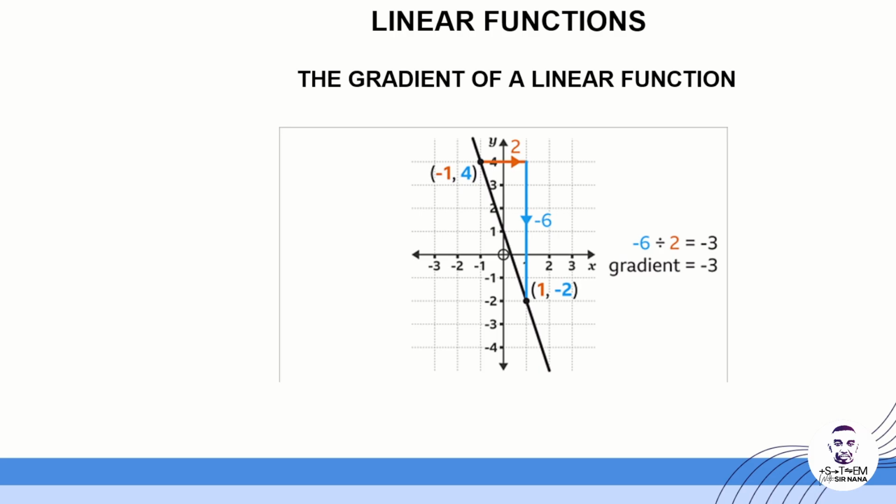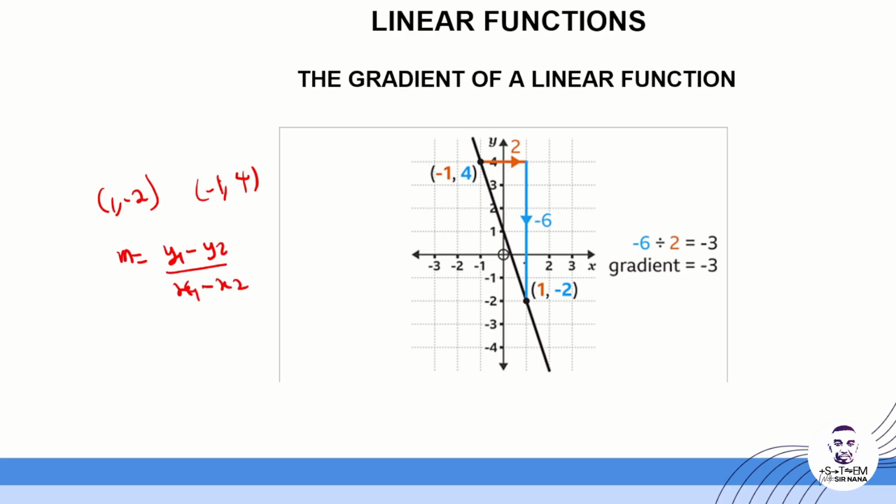In this case, we have 2 points. One point is 1 comma negative 2, and then we have another point on the line, which is negative 1 and 4. We can also find the gradient of the line m to be equal to y1 minus y2 all over x1 minus x2.